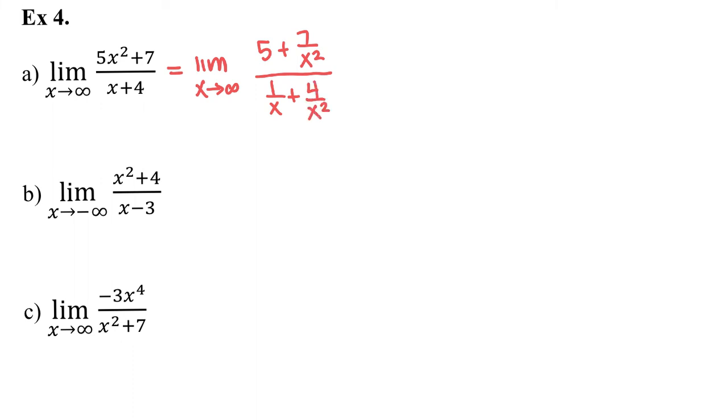Okay, when I plug in infinity, 5 plus 0 is 5. 0 plus 0 is 0. Okay, 5 divided by 0 is some kind of infinite value. So this is going to be unbounded. It's probably going to approach positive infinity, but I didn't examine the approaching very well. So does not exist will be a good enough description of this.